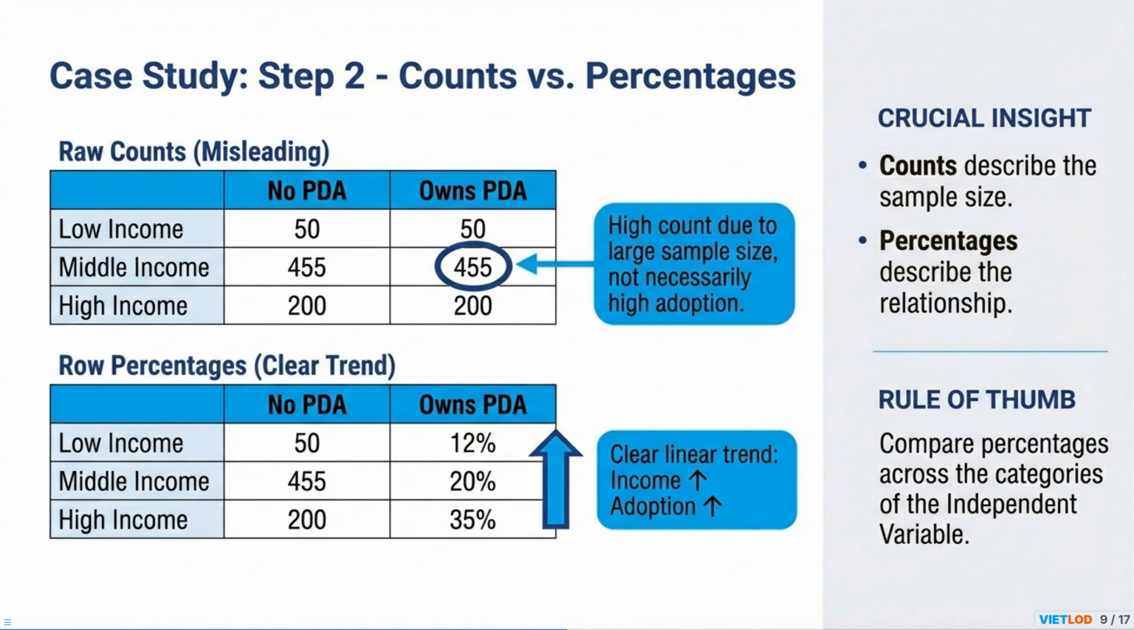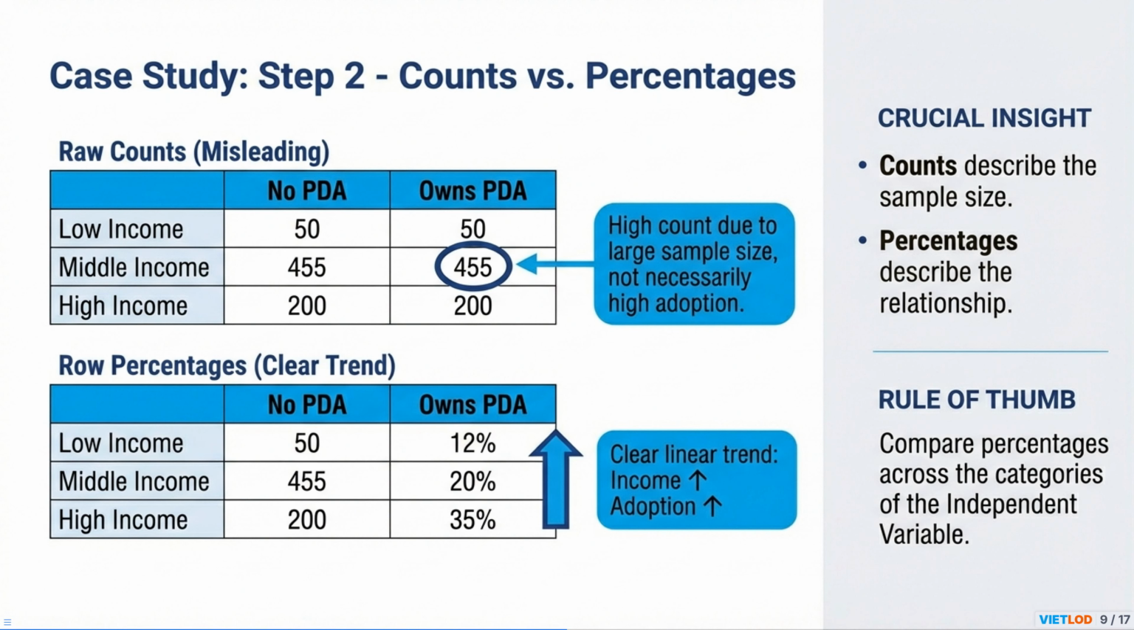Looking at the raw counts, the middle income group has the highest number of PDA owners at 455. This might lead you to believe they are the highest adopters. However, this is misleading because the middle income group is also the largest sample in our dataset. The raw count simply reflects the sample size, not the relationship.